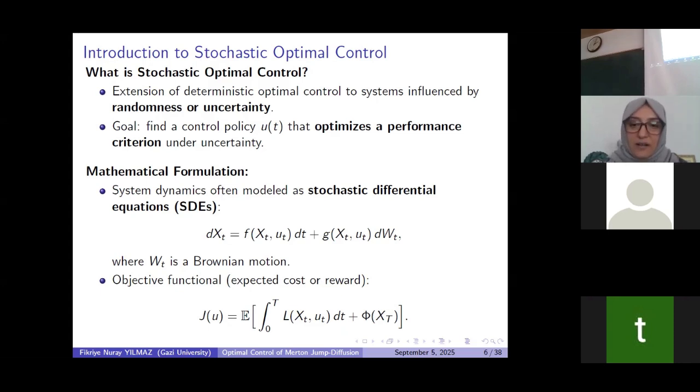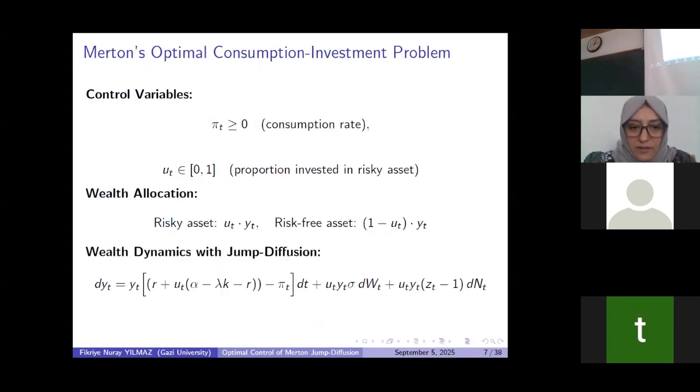Here in general, x_t is a variable satisfying a given differential equation. It may be an ordinary differential equation, stochastic, or partial differential equation. In our case, it is a stochastic differential equation. And for our case, I mean, the Merton jump diffusion equation, our state equation is denoted as dy_t is equal to y_t times deterministic part plus stochastic part plus jump part.